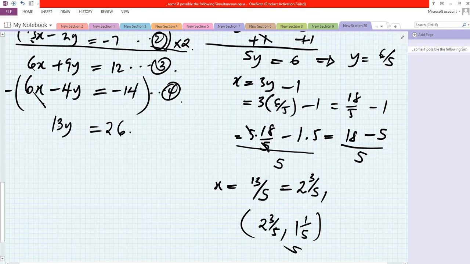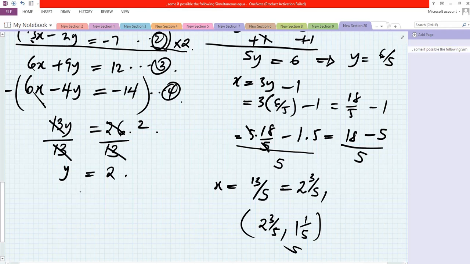Now, to remove the 13 here, 13 is multiplying y. So 13y is multiplying y. So for you to remove it, you divide. What you do to the left hand side, you do also to the right hand side, so that the equality sign will still remain. So this one will cancel out. This cancels, this is 2. So y is equal to 2.